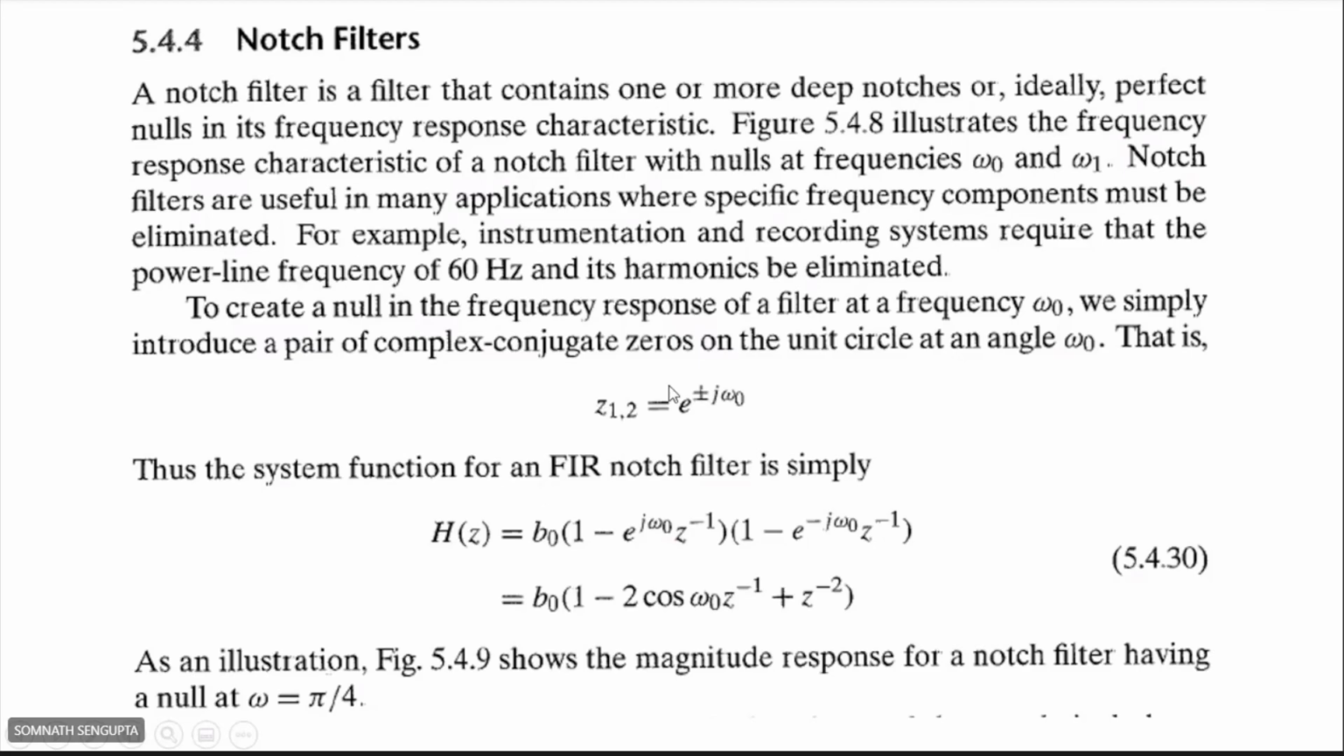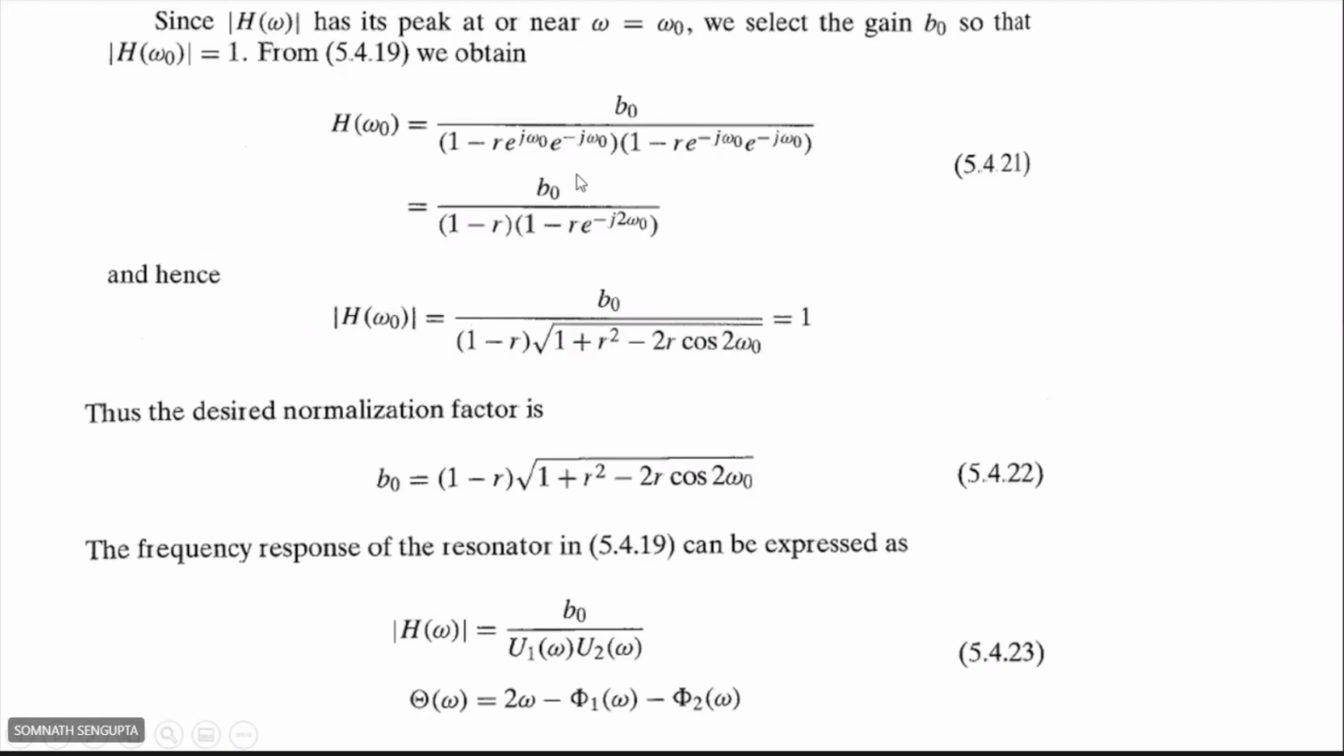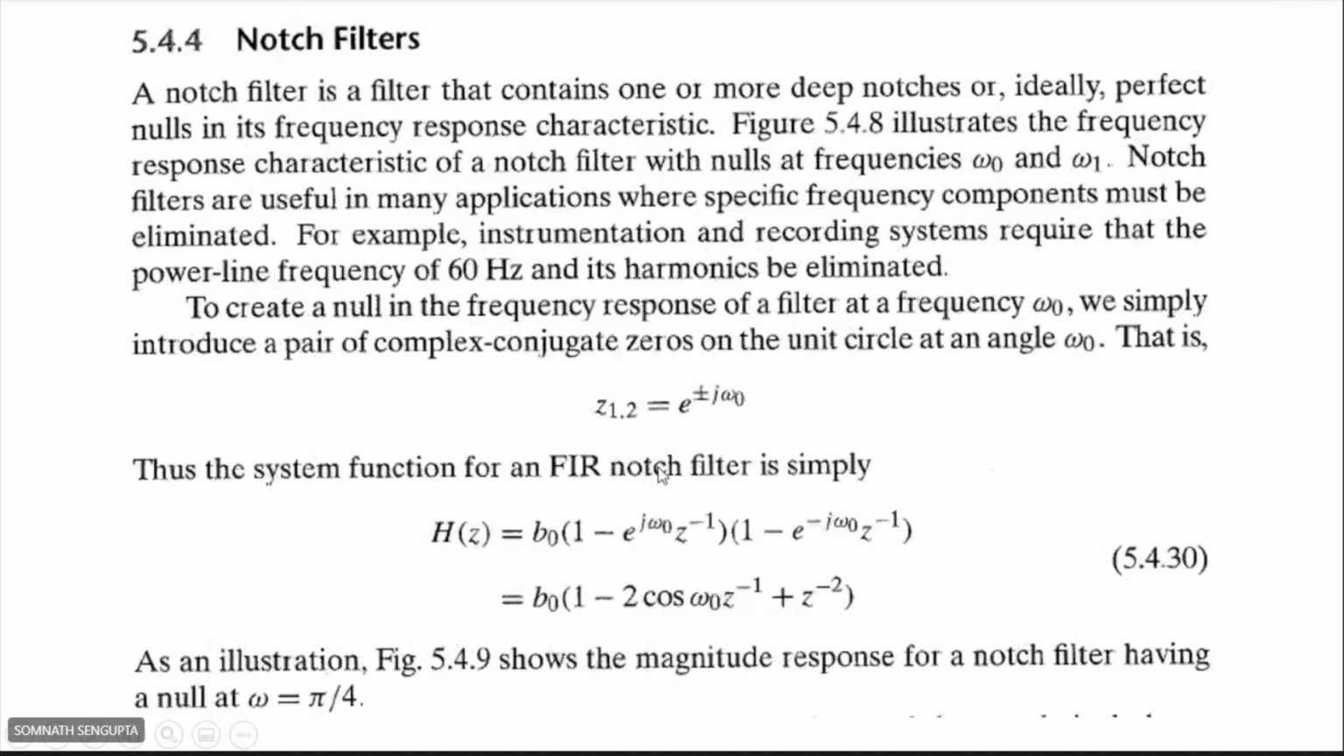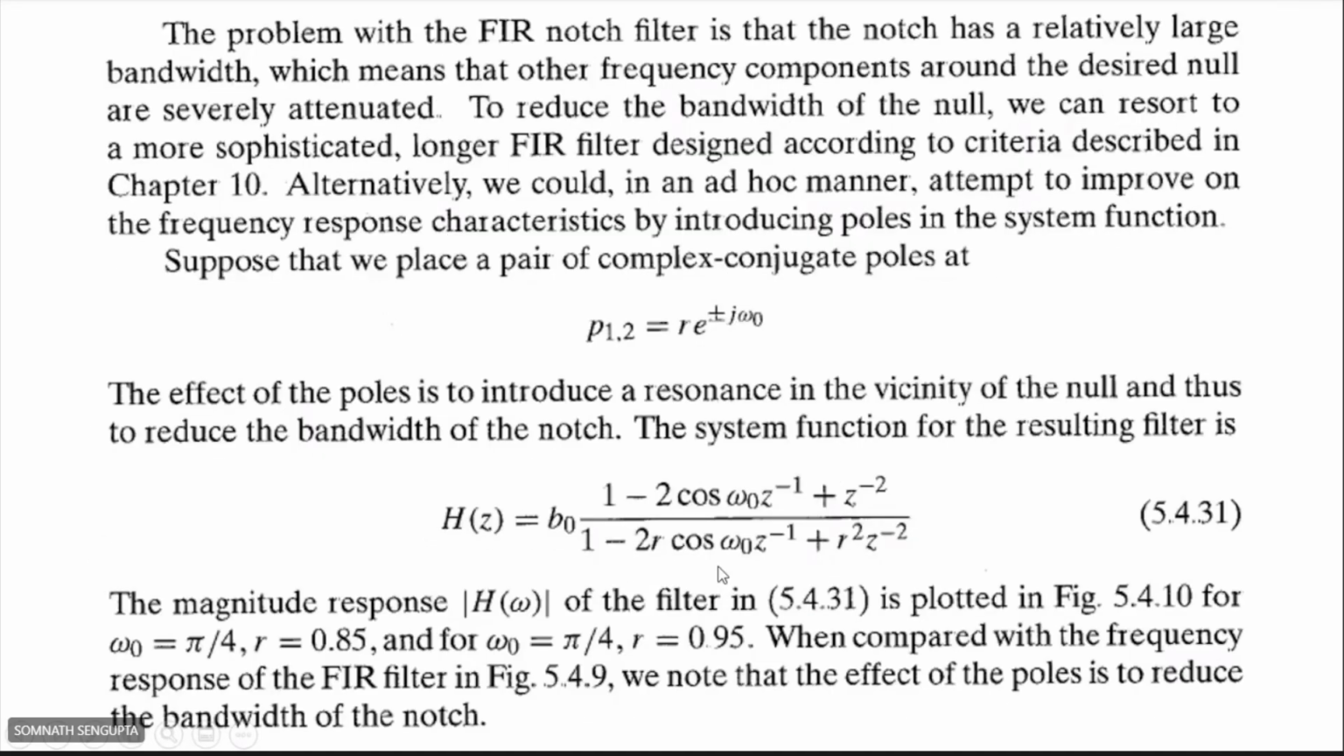So we choose the zeros there, and in the transfer function, we keep those two zeros, like 1 minus e to the power j omega 0 z inverse and 1 minus e to the power minus j omega 0 z inverse. So what happens? This actually is only the numerator term. And in the resonator, only the denominator term is there. And in the notch filter, only the numerator term is there. So again, discussions are there.